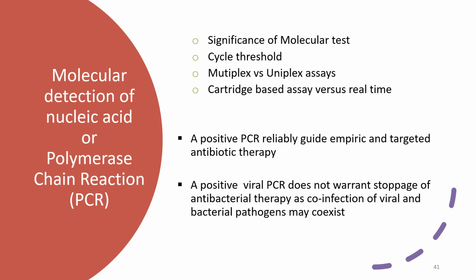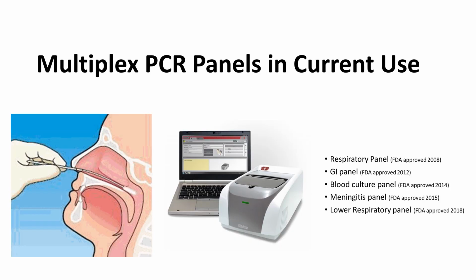We have molecular detection of nucleic acid, or polymerase chain reaction, or NAT test. A positive PCR reliably guides empirical and targeted antibiotic therapy. A positive PCR does not warrant stoppage of therapy, as co-infection of viral and bacterial pathogens may coexist. Then we have various multiplex PCR panels like respiratory, GI, blood culture, meningitis, and lower respiratory.